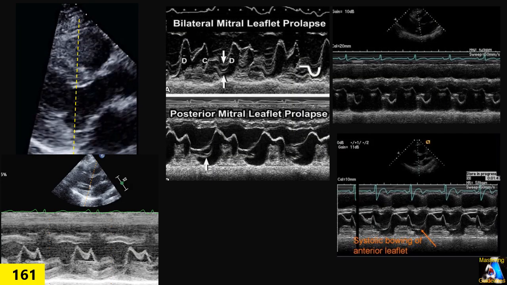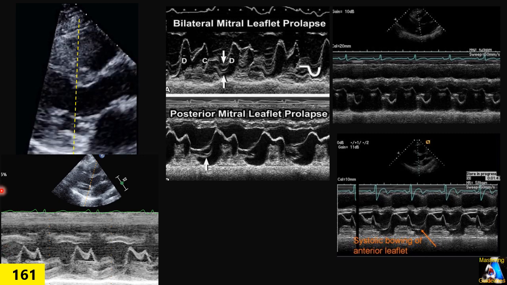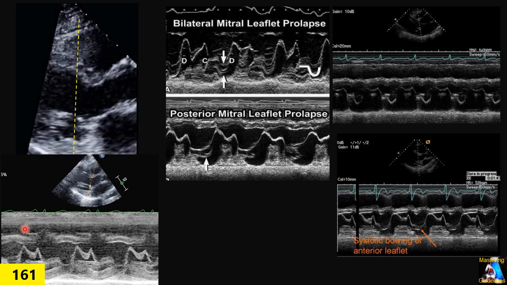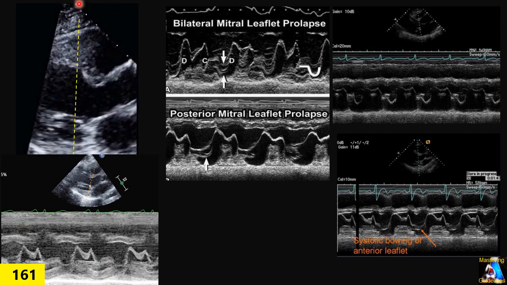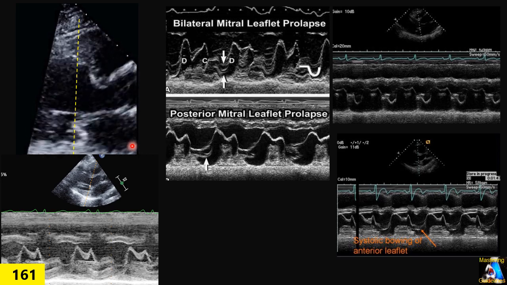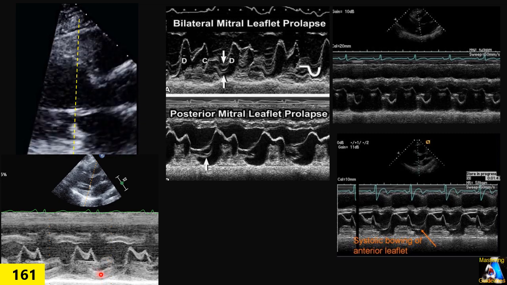In M-mode, we can confirm the prolapse too. The most important part for that purpose is to make sure our cursor passes through the spot that is bulging to the left atrium. In that case, we can very easily see which leaflet is bulging and has prolapse.